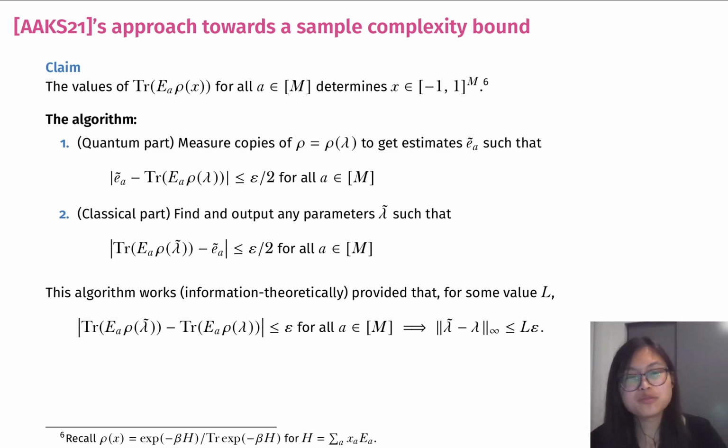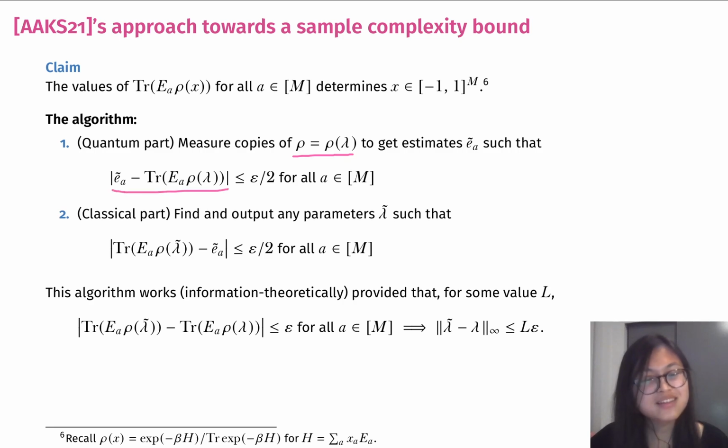And the way that one would do this is to get a bunch of copies of rho, of your Gibbs state, and then get estimates to all of the expectations up to some epsilon factor. And then after that, we want to find and output some parameters. So as our guess, we want to output an estimate of the parameters. And the way we choose our guess is we just choose something that matches the expectations that we estimate, the expectations that we see. And because the expectations are similar, we say, okay, maybe the parameters are similar.